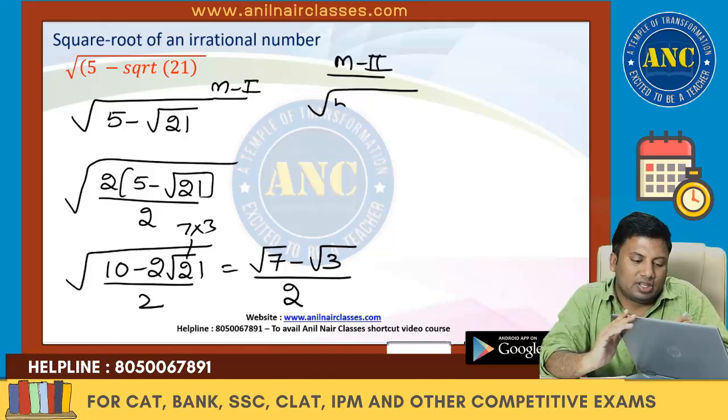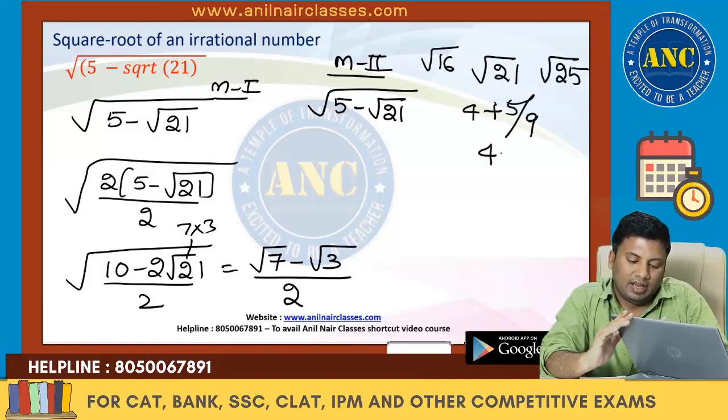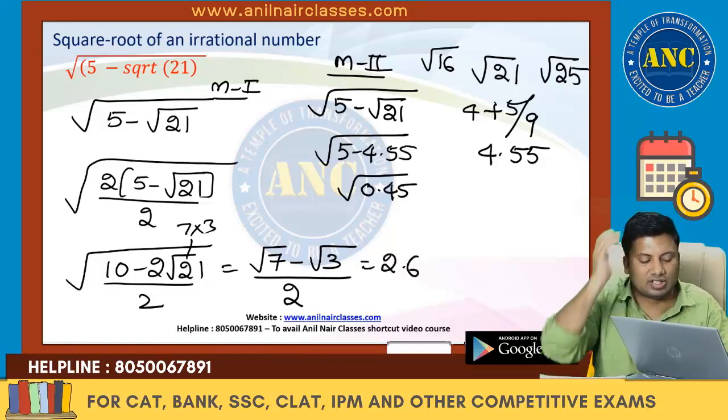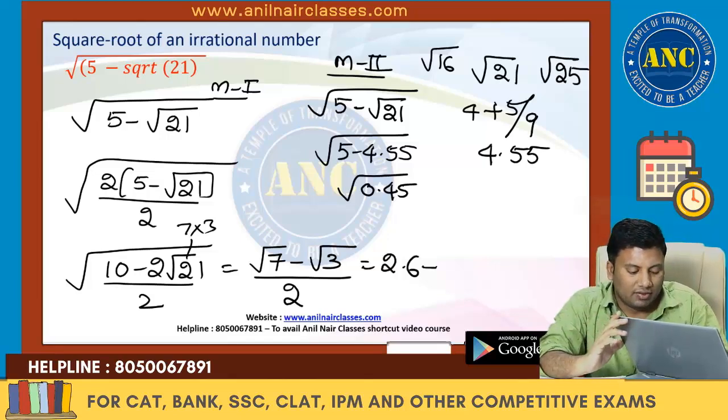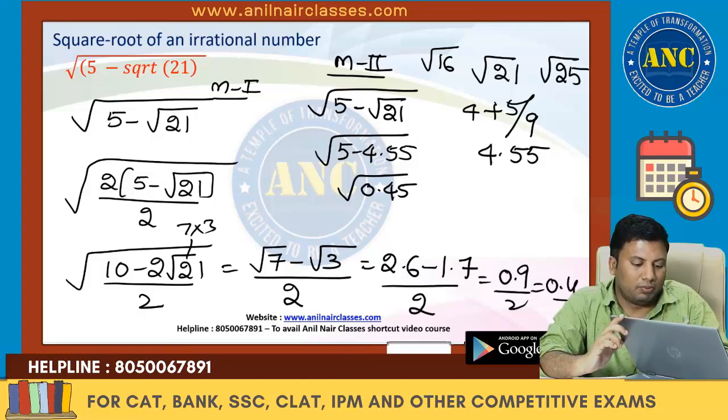Again, if you forget this logic, 5 minus root 21. Root 21 lies between root 16 and root 25, which is 4 plus 5 by 2, which is 4.5. Root of 5 minus 4.5, which is nothing but root of 0.5. So root 7 is 2.6, 2.6 whole square is something. This is nothing but 1.7 divided by 2. This is nothing but 0.9 divided by 2, which is 0.4.